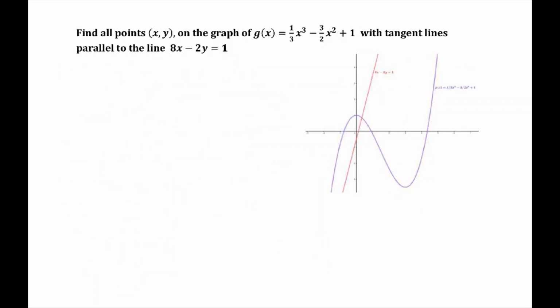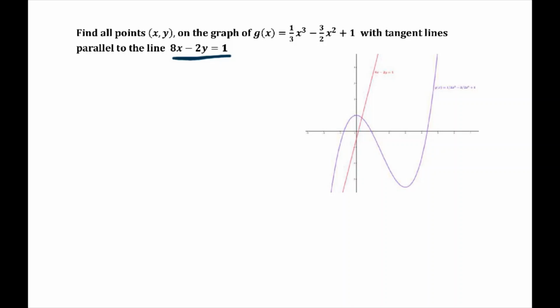So in this question, we are going to follow the same thing. They want us to find the points at which the tangent line will be parallel to the line 8x minus 2y equals 1, and this is my function, the one in purple. Well, we need to find the slope of this line first by reordering the equation, make it y equals mx plus b, so we can tell what m is.